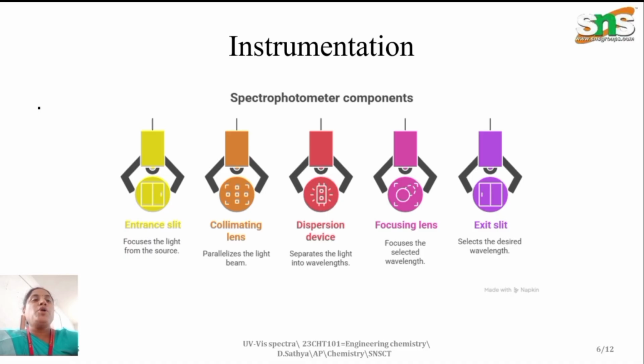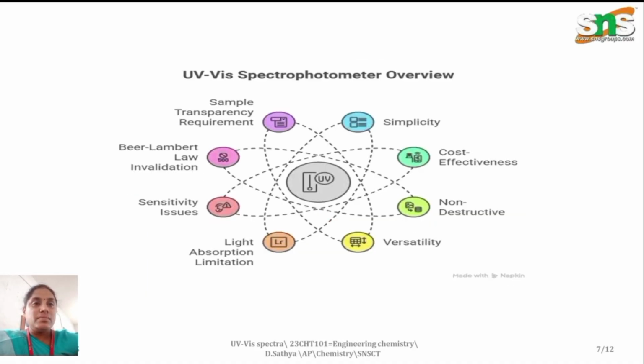Here the same components will be discussed separately. The main parts are the entrance slit, collimating lens, dispersion device, focusing lens, and finally the exit slit. So this is an overview of the UV visible spectrometer.